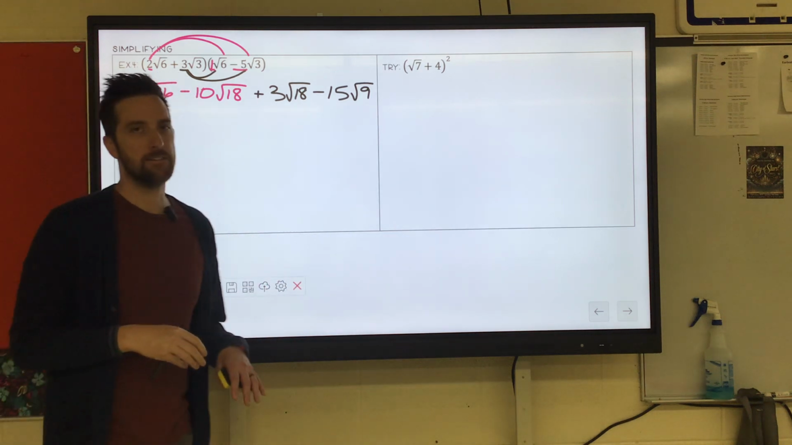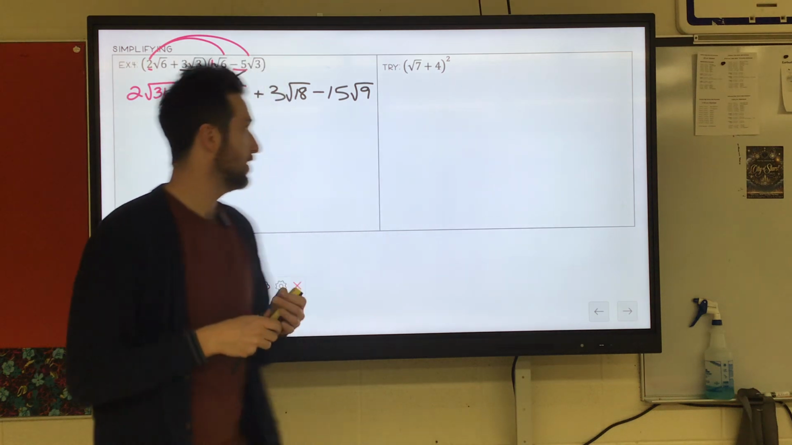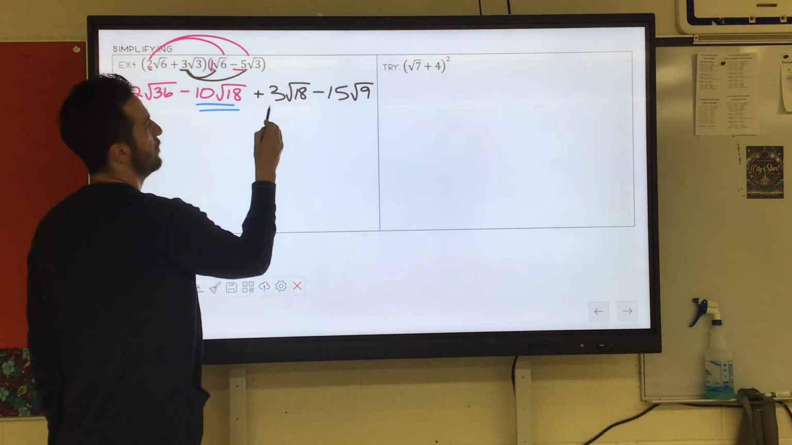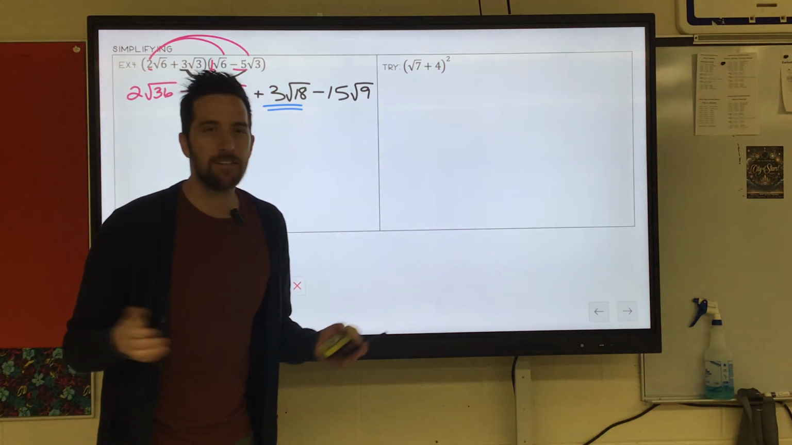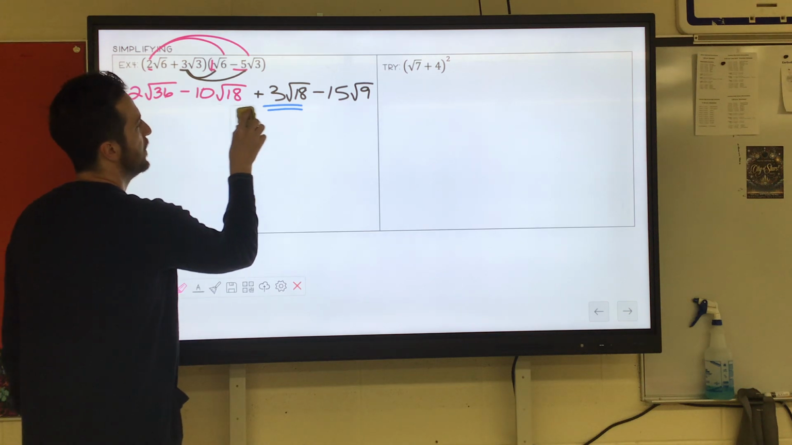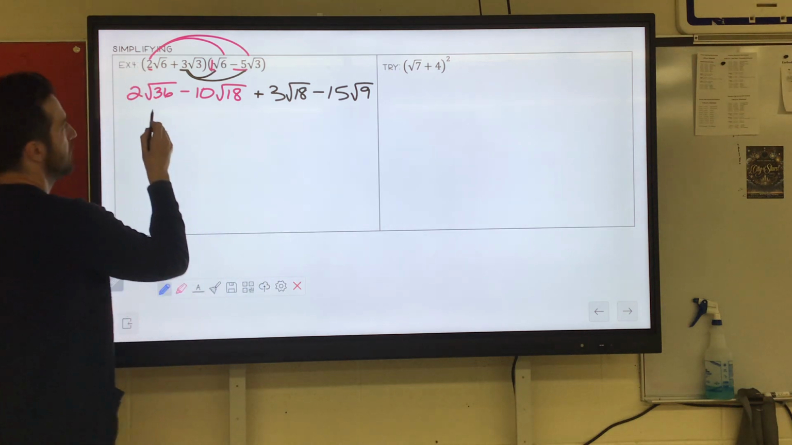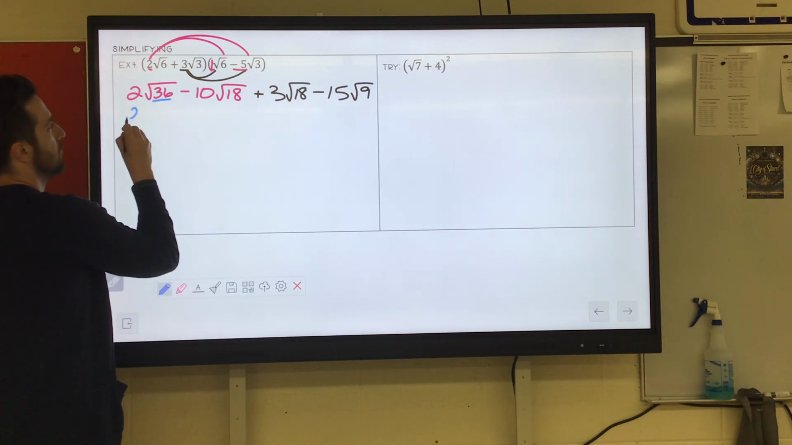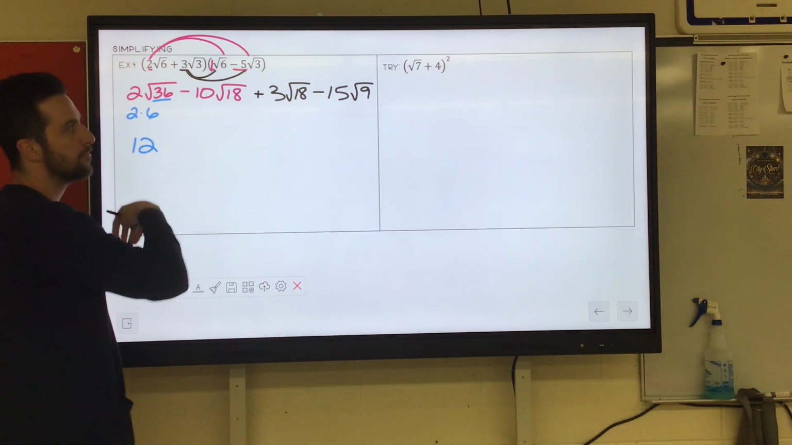I would recommend breaking down all the perfect squares first. You'll see we could combine these right now if we wanted because they're both root 18s. It's not going to be a huge time saver. I would say always just break down, handle all your perfect squares, and then combine what you can at the end. Look, root 36 is 6, right? So this is just 2 times 6, which is 12. Cool, that's our first term.